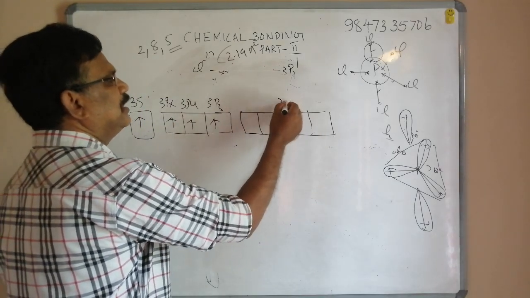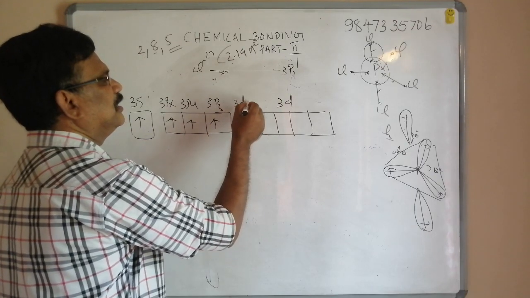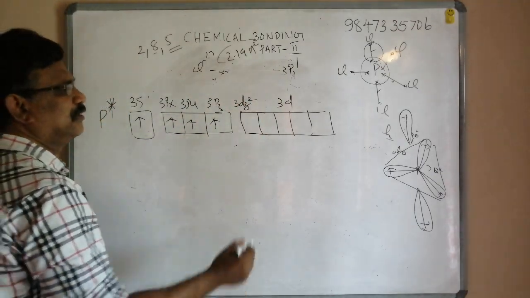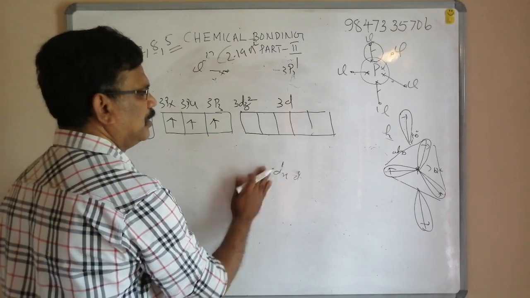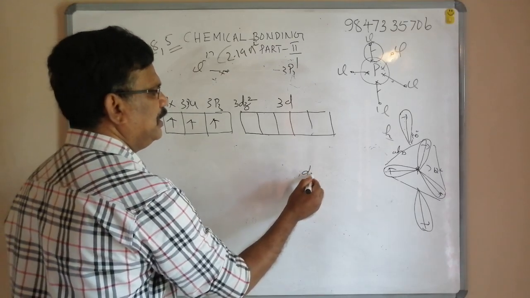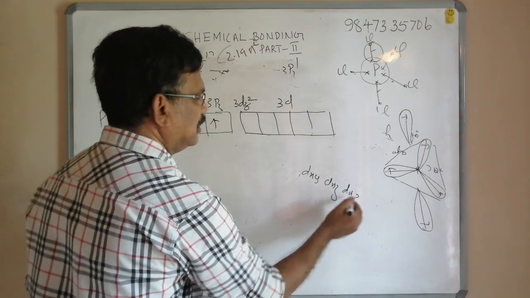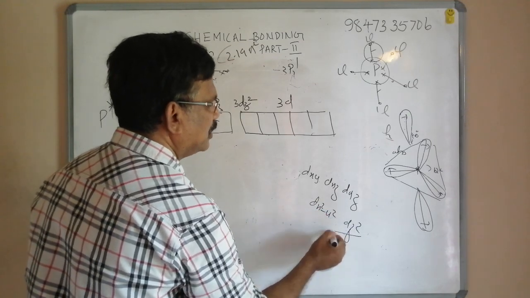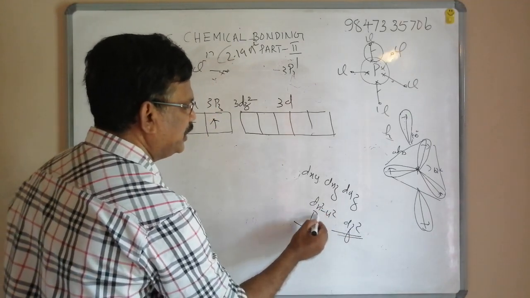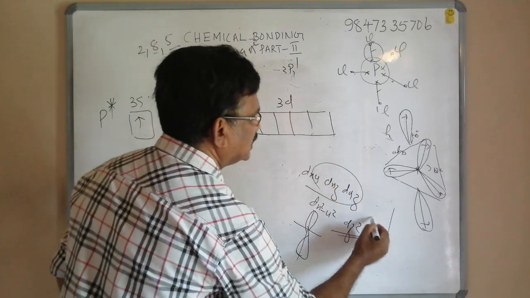Say it is a 3d. Suppose this orbital is 3dz². What are the 5 d orbitals? dxy, dxz, dyz, dx²−y² and dz². dz² is along the axis. These are between the axis like this.